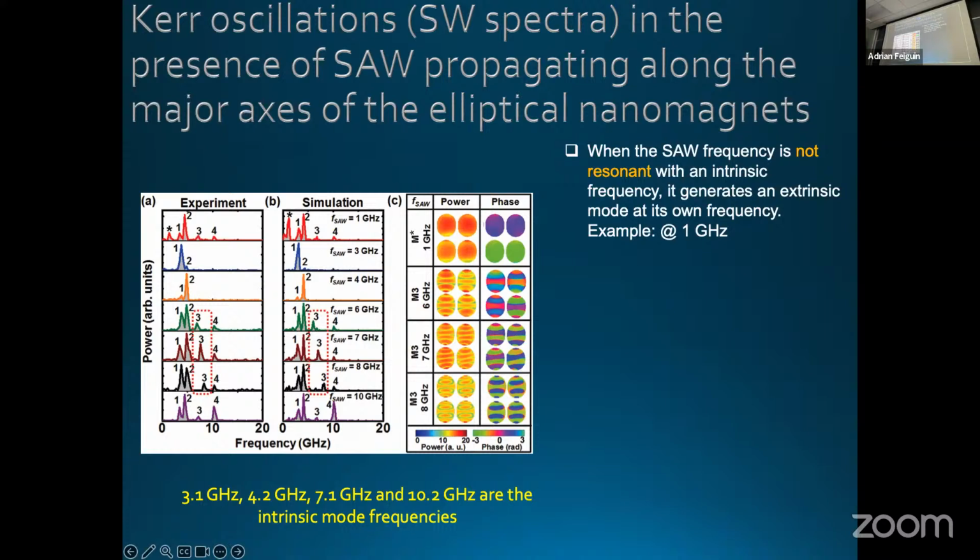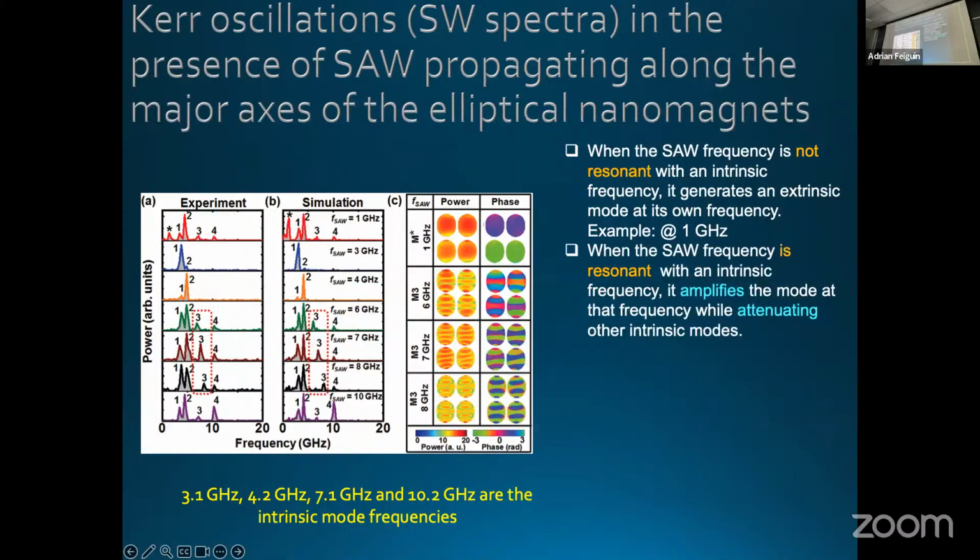So when the SAW frequency is not resonant with an intrinsic frequency, it generates an extrinsic mode at its own frequency, like this one, 1 gigahertz. 1 gigahertz is not an intrinsic frequency, so the SAW just created a peak at that frequency. When the SAW frequency is resonant with an intrinsic frequency, it amplifies the mode at that frequency while attenuating all other intrinsic modes. So this is very strong phonon-magnon coupling.